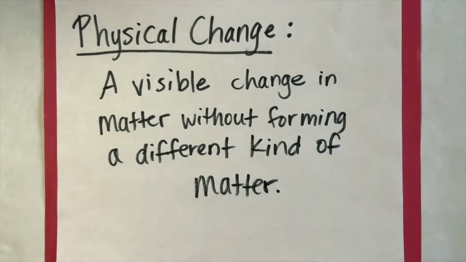You have studied the states of matter, and now you are studying physical change and chemical change. So let's read this one more time. Physical change is a visible change in matter without forming a different kind of matter. So 2 very important things here is that it is visible, which means we can see it with our own eyes. We can see it change. And it changes without forming a different kind of matter.